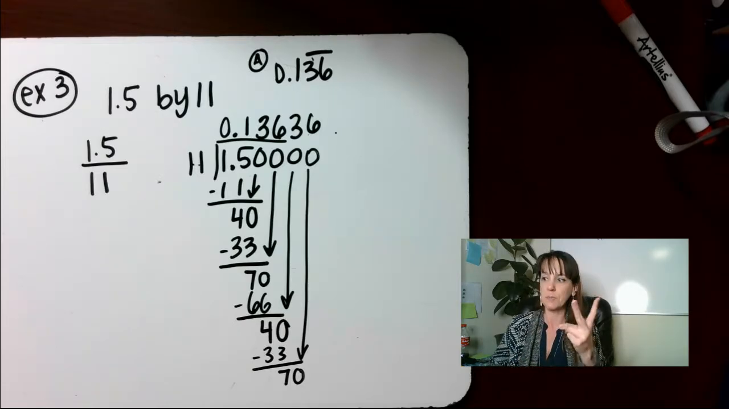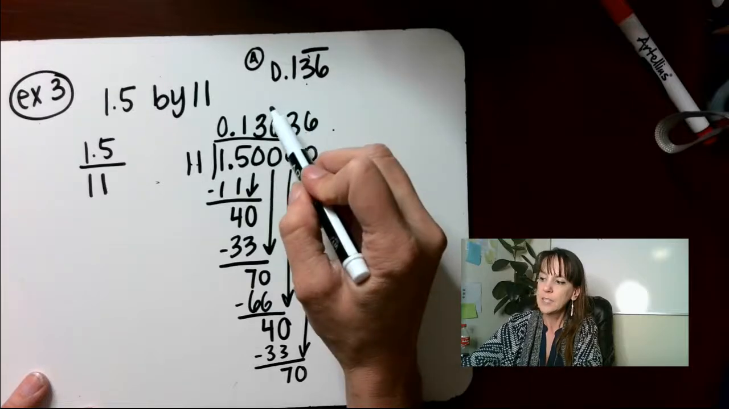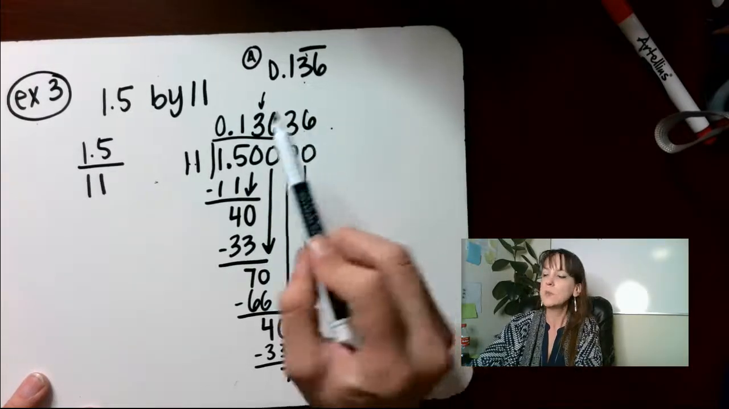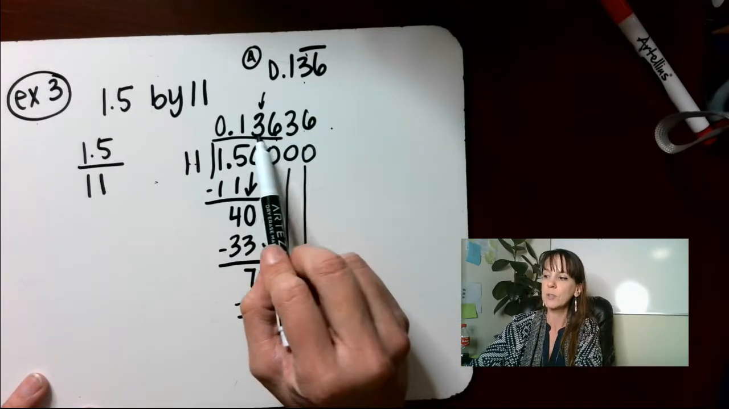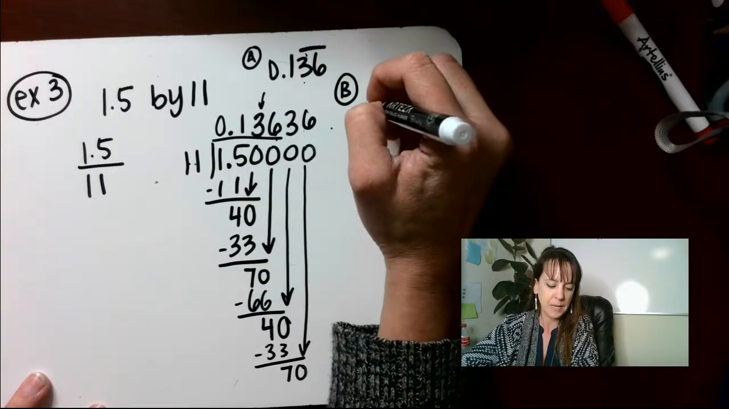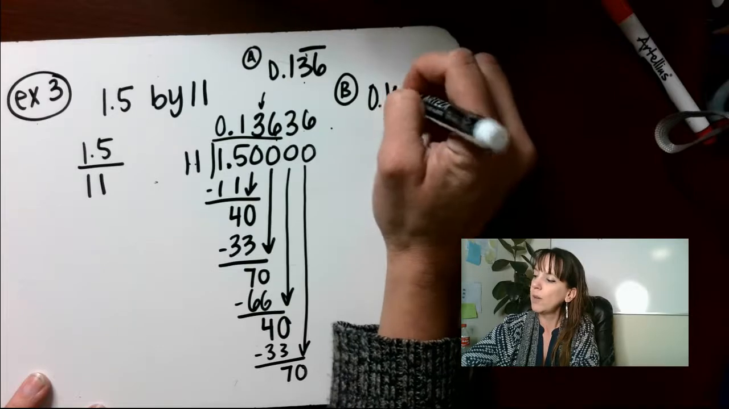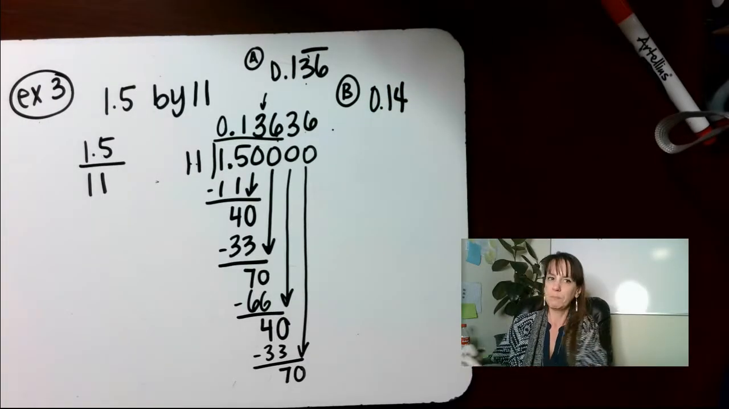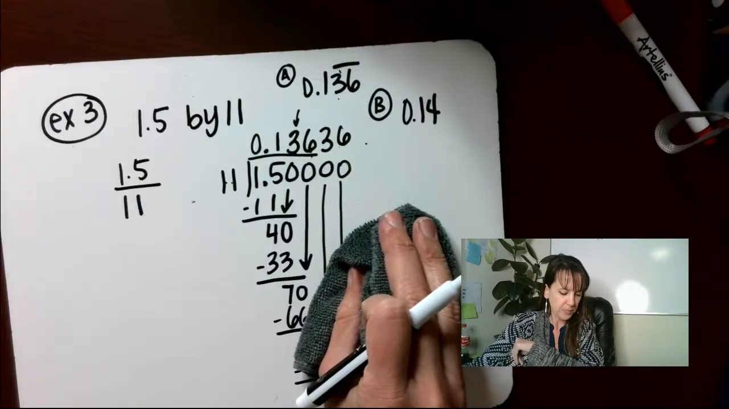Hundredth meaning the second position right here, right? So that's this guy right here, which means we need to look at this one. This is 5 or greater, so this is going to be boosted up. So for B, rounding it to the nearest hundredth is going to be 0.1414. All right, so that was example 3.